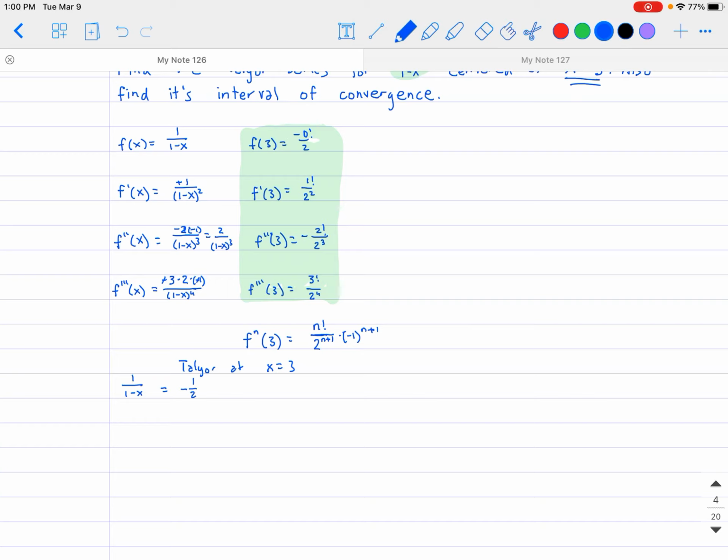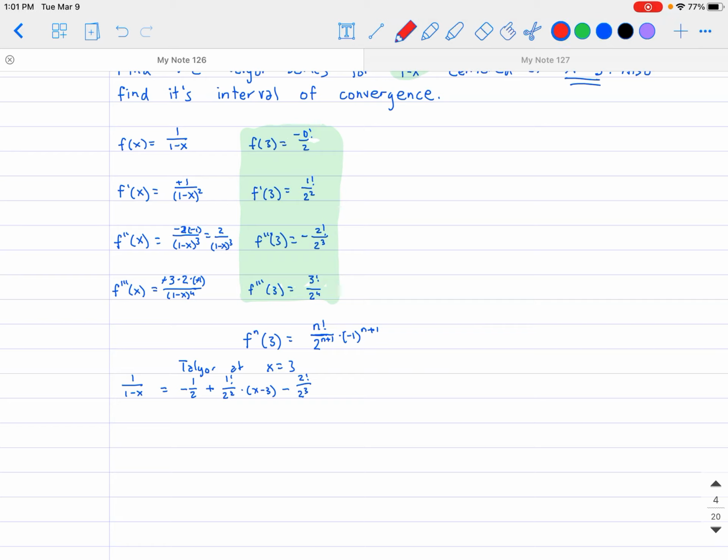And then the next part is going to be plus the first derivative at x equals 3. So that's 1 factorial over 2 factorial, over 2 squared, and then multiplied by x minus 3. Okay. And then for the next one, that's going to be minus 2 factorial over 2 to the third power.